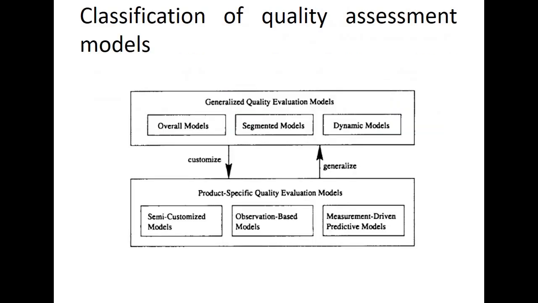Now, these models are broadly classified into the generalized quality evaluation model and the product specific quality evaluation model. From the first one we get an idea that, okay, this is something generalized, and in the next one we have a product specific quality evaluation model, where specifically for a particular product we are coming up with a model. And then further we have some sub-classification as well. We'll see these things in the upcoming slides.